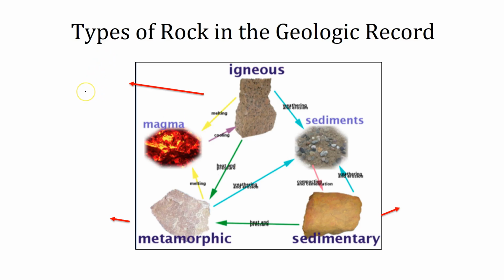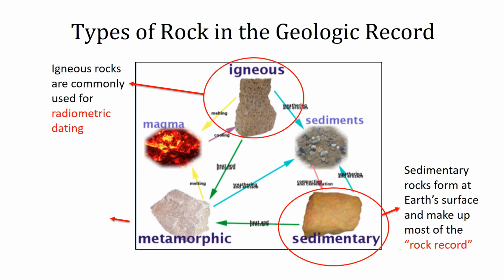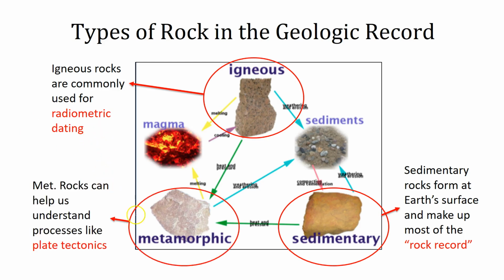We have already talked about sedimentary rock. This is what makes up most of our rock record, but it's not the only thing in the geologic record. We also have igneous rock, which we use mainly for radiometric dating, so absolute dating, which we'll be doing a little bit of in lab today. And there are also metamorphic rocks, which more so help us understand processes, for instance, plate tectonics in ancient history.